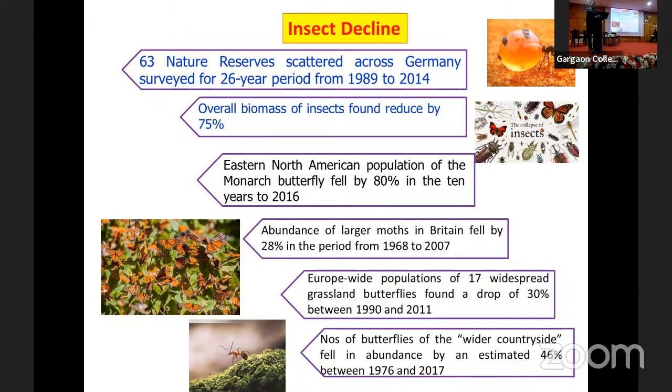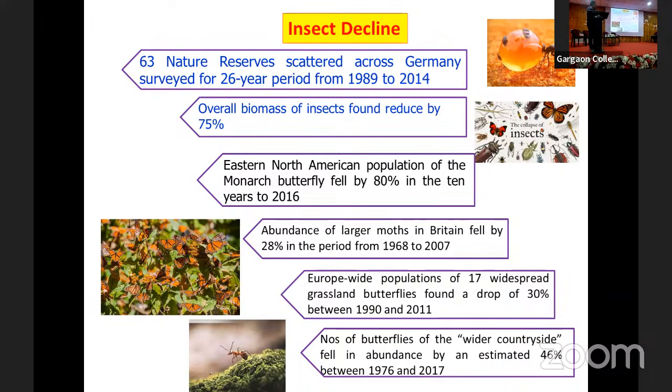Interestingly, in 2017, one publication came from Germany, because a group of scientists surveyed 63 nature reserves scattered across Western Germany. And this study was so important because they had previous data on insect abundance, from 1989 onwards, as they were continuously observing. And they found that in 2014, through Malaise traps, where they trapped the insects, the total weight of the collected insects had drastically reduced. So they analyzed it, because they had data for the last 26 years, in the same sites. What was actually the weight difference?